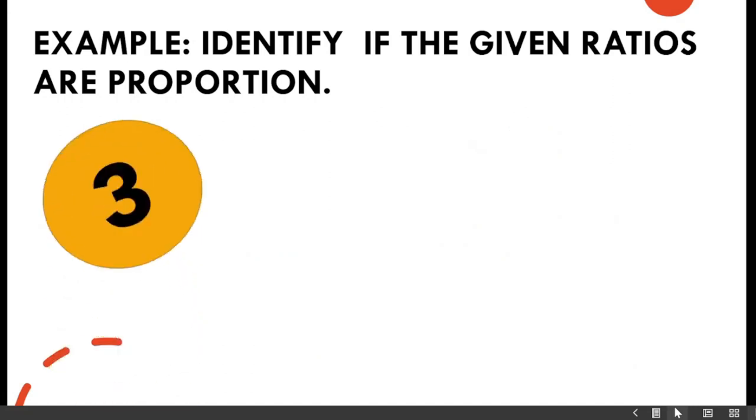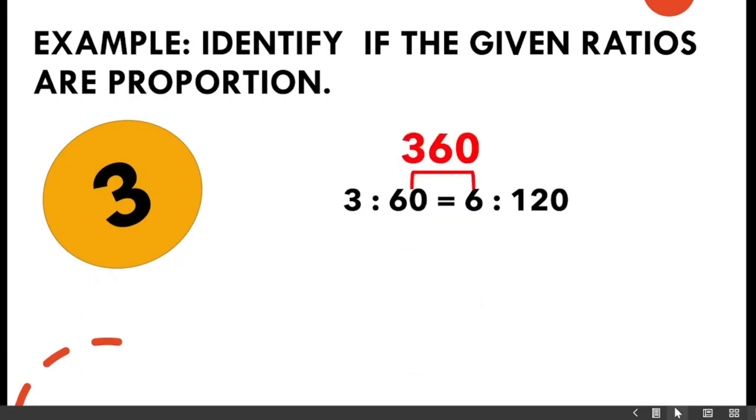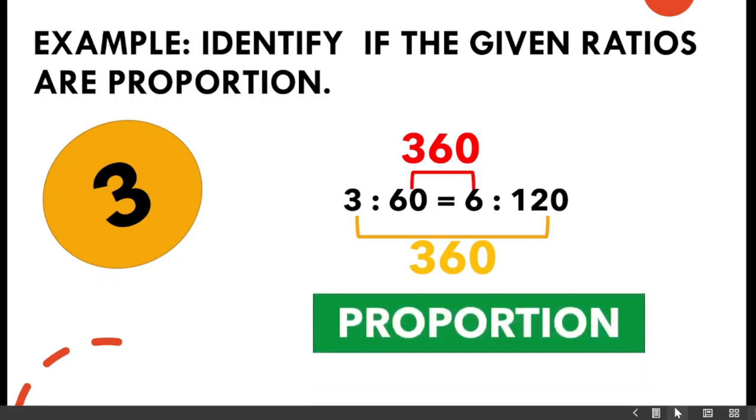Number 3. The given ratios are 3 is to 60 is equal to 6 is to 120. We need to multiply the means and extremes to find out if the given ratio is a proportion. Now, let us multiply. 6 times 60 is equal to 360. 3 times 120 is also 360. Therefore, the given ratios are proportion.